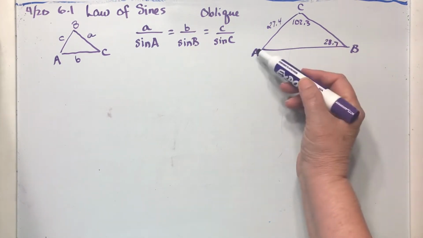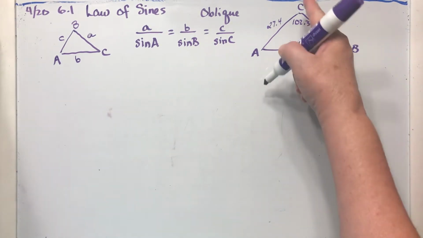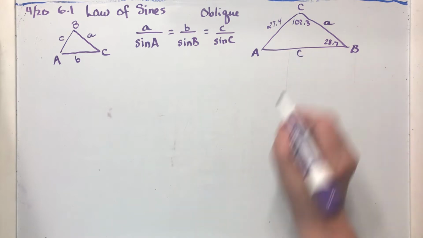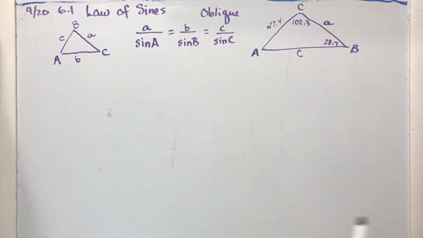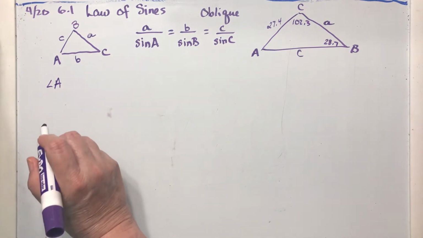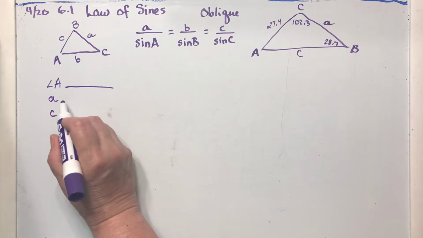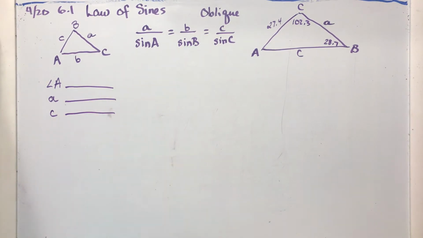So I'm going to label the side opposite angle A. I'm just going to go ahead and label that little a. The side opposite angle C is little c. All right, so we need to find angle A. I'll just put a little answer key over here. Side a and side c. We'll fill in these blanks. You will need your calculator for these, and the book rounds everything off to the nearest hundredth, so that's what we'll stick with.